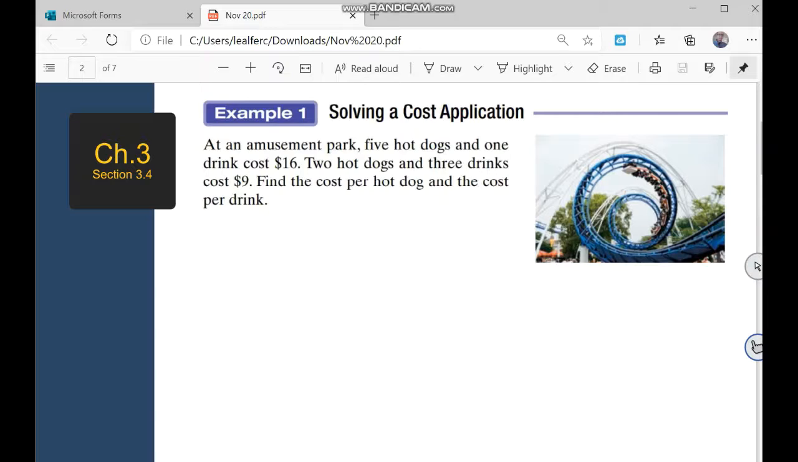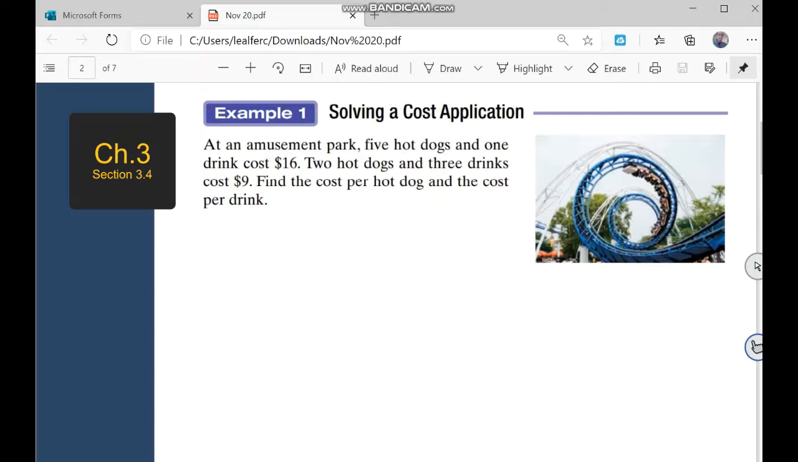At an amusement park, 5 hot dogs and 1 drink cost $16. 2 hot dogs and 3 drinks cost $9. Find the cost per hot dog and the cost per drink. And this is something you're never going to do when you go to an amusement park, right? You're going to go to have fun, to enjoy your family, to have some relaxing time. You're never going to go to a hot dog stand and start to calculate the price of the hot dogs. This is silly, right?